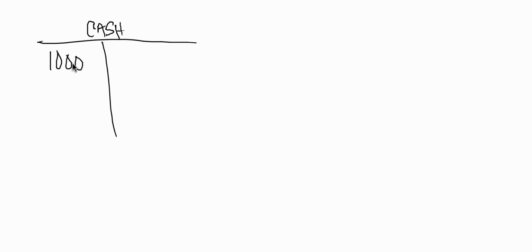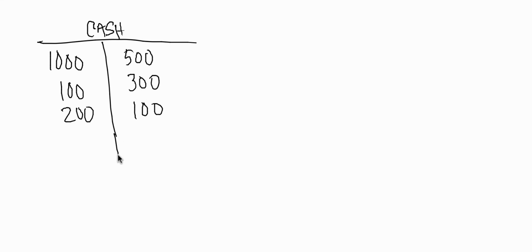What I want to do now is show you how to get balances in these accounts. So let's take a cash account, and we've got a bunch of transactions in here. So we've got, say, 1,000, 100, let's say 200. And then maybe over here we've got, I don't care, 500, 300, 100. So we've got a bunch of debits and a bunch of credits, and that's not unusual in any one of these accounts, for that matter.